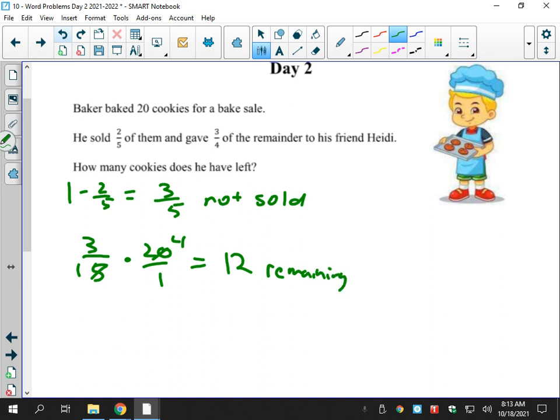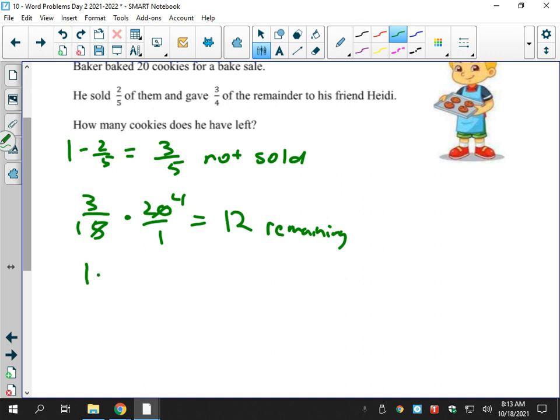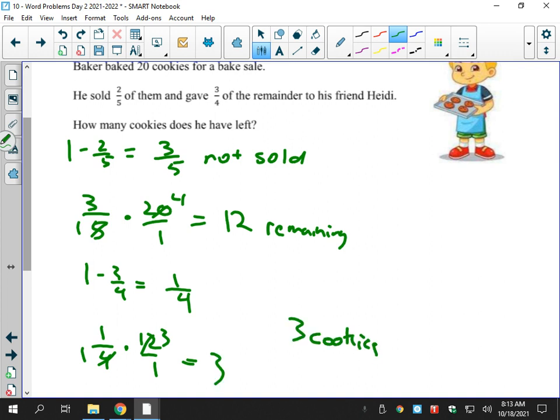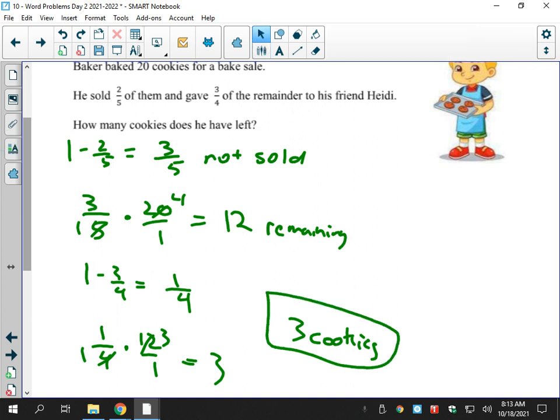3/4 of the remainder were given to Heidi. Well, if he gave 3/4 away to Heidi, that means 1/4 was left. Now what's 1/4 of 12? 3. 3 cookies left. Okay. So it's your choice of which of the 3 ways you want to go about this.